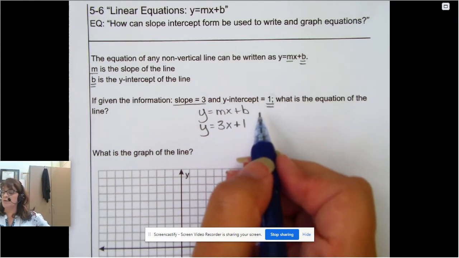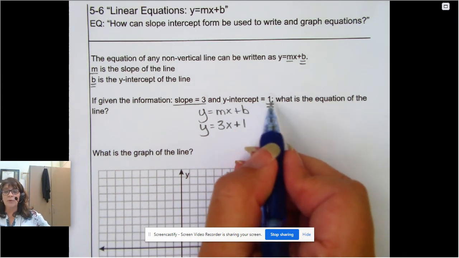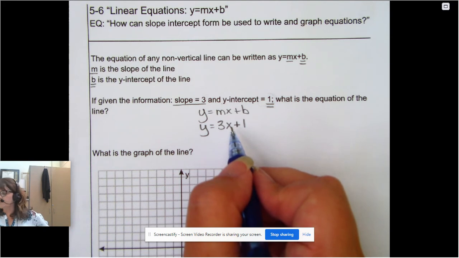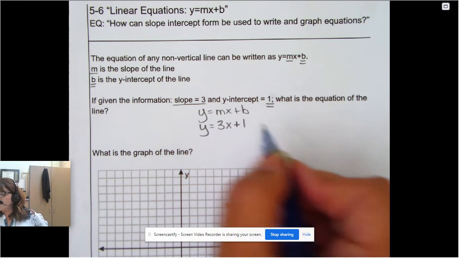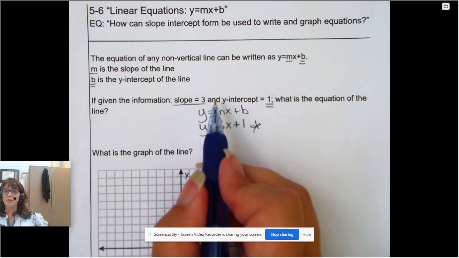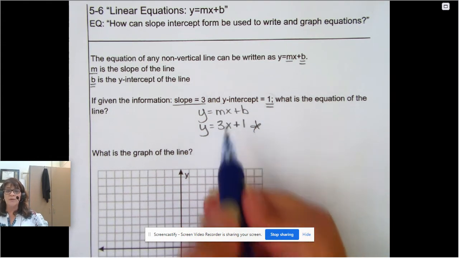Now, do pay attention. If the y-intercept is a negative number, this is going to be quote unquote subtraction. You're going to have a negative number here. So we have an equation. That's it. If you know the slope and the y-intercept, you can write an equation.